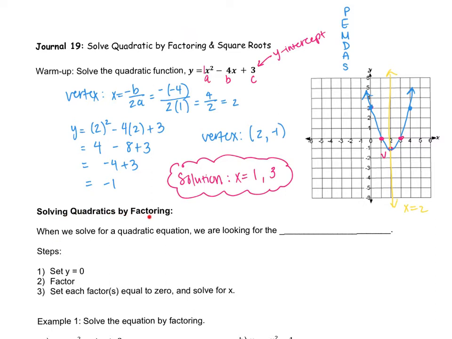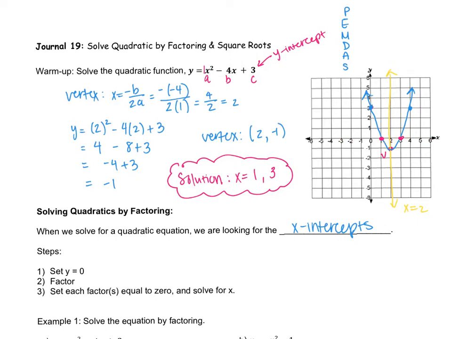Solving quadratics by factoring. When we solve for a quadratic, we are looking for x-intercepts. And why are we looking for x-intercepts? Because if we're solving for an equation, generally we're finding x, and all the x's are going to be on the x-axis. And anytime the parabola touches the x-axis, those are x-intercepts. So when you're solving for a quadratic, you're actually finding x-intercepts, or where the parabola touches the x-axis. In our case, 1 and 3.